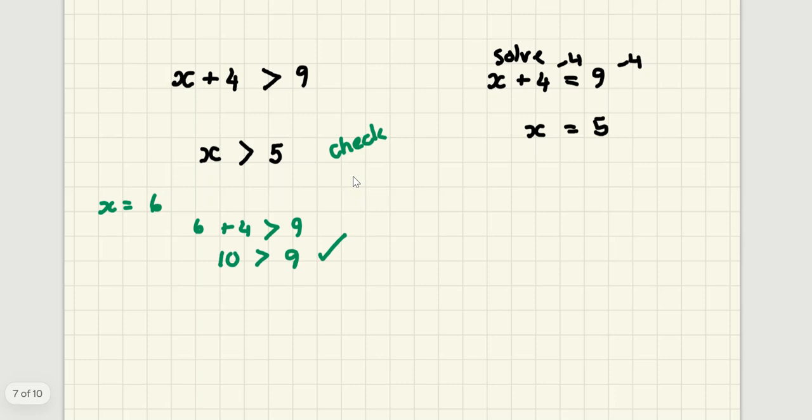You can go up to 1 million. Yeah, you can do x equals 5, so it's actually a million.